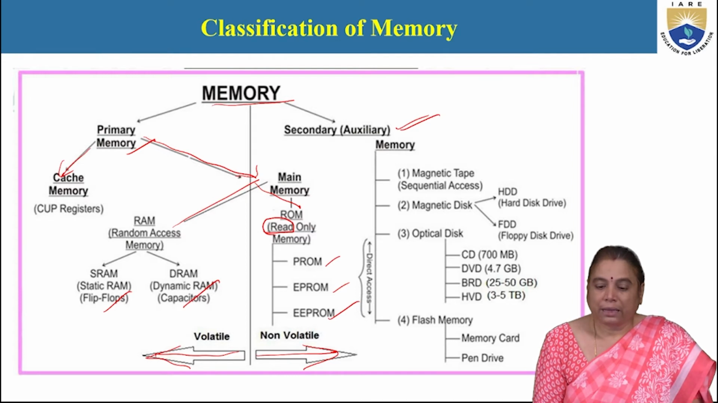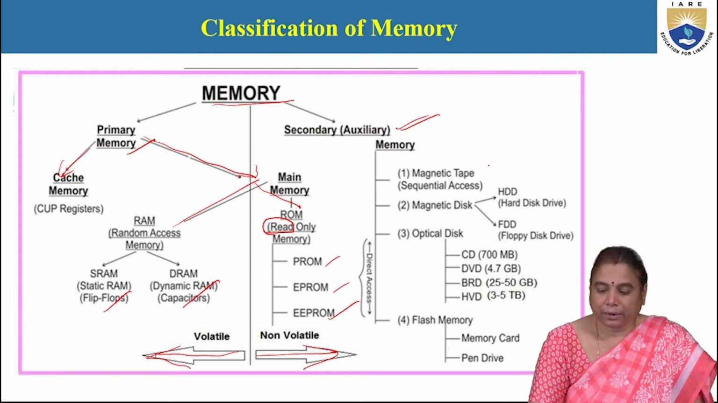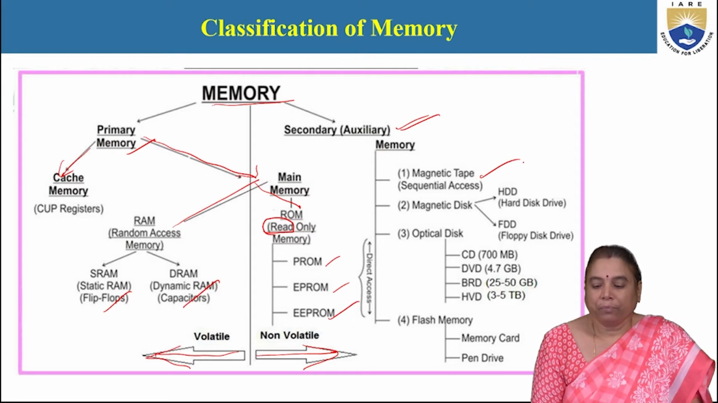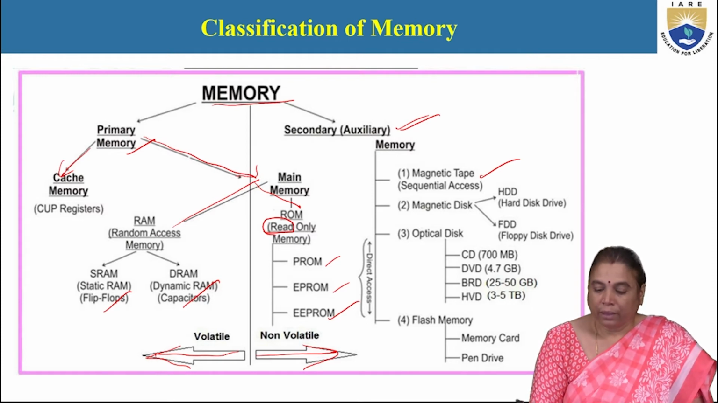And here a variety of secondary or auxiliary storage devices are available. The first category is magnetic tape. Magnetic tape permits sequential access. The records stored in the magnetic tape can be accessed one after another in a sequence until the end of the file. Next one is magnetic disk: hard disk and floppy disk drives.